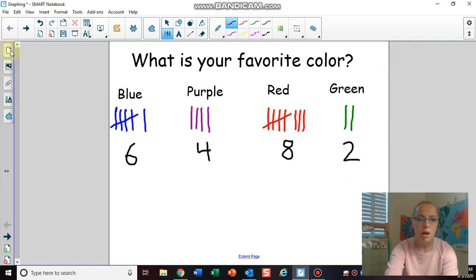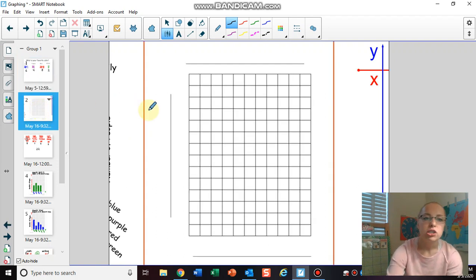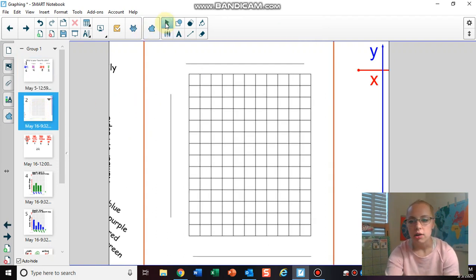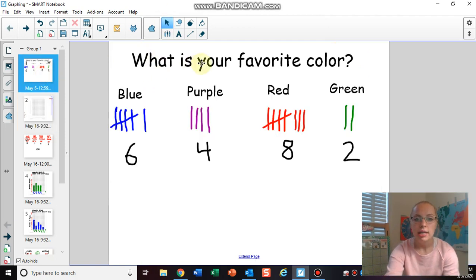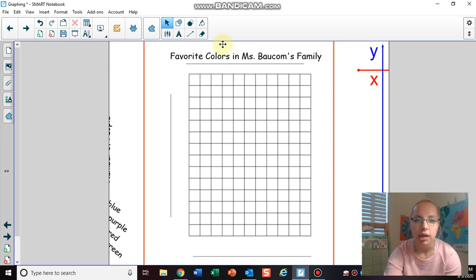Now with this data, we're going to go ahead and make a graph. The first thing that I need to do is make a title. Now, because I asked the question, what is your favorite color to my family, my title is going to be Favorite Colors in Miss Baucom's Family. So this is going to be my title of the graph, Favorite Colors in Miss Baucom's Family. Now let's review the axes.